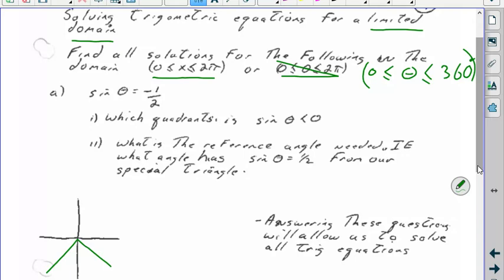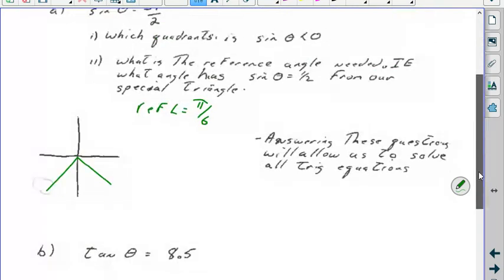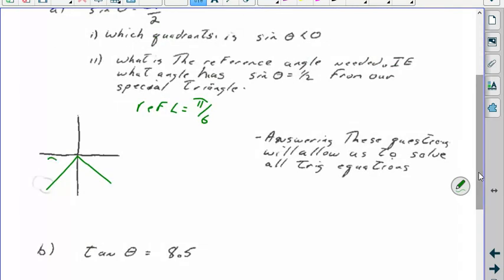The reference angle, that's my next step. What is the reference angle? Where is sine equal to 1/2? Now, 1/2 comes off of our special triangle. So the reference angle is equal to pi over 6. Again, using the special triangle in my head that I use way too much. So here we have a reference angle of pi over 6 and another reference angle of pi over 6.